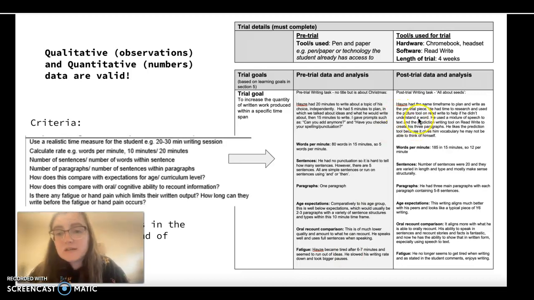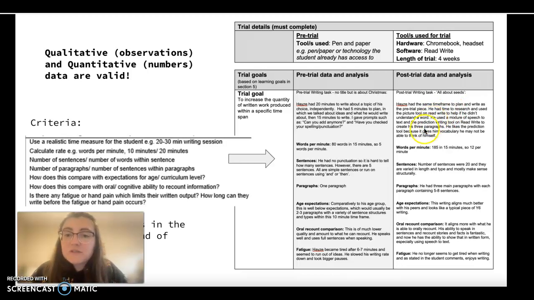Whereas you can see in the post-trial, so he had the same time frame to plan, which is important. It's quite good to give about the same time frame for the pre and the post data. And he had time to research and used the picture tool on Read and Write to help if he didn't understand a word. So I'm showing how he's using that software.